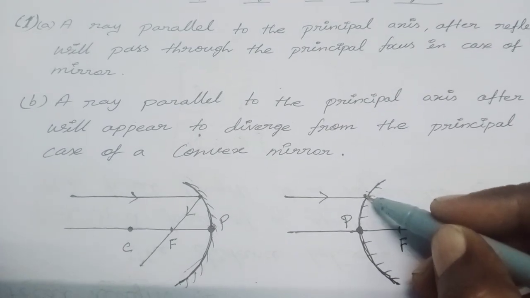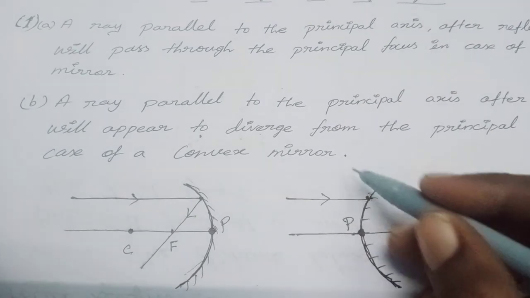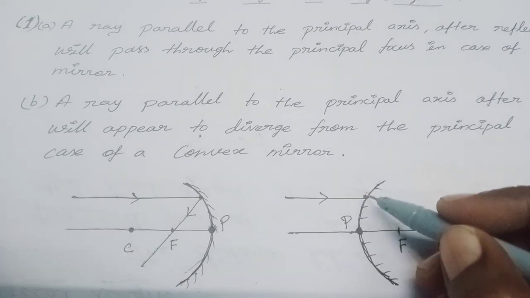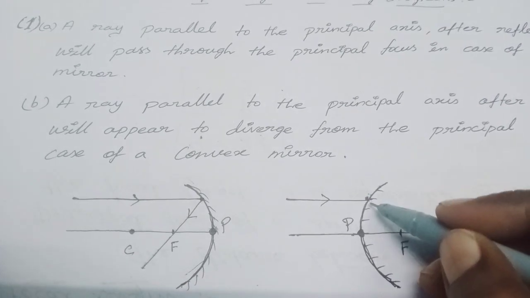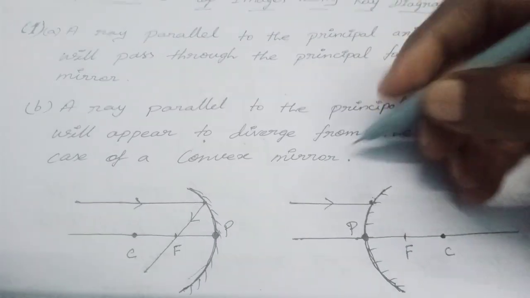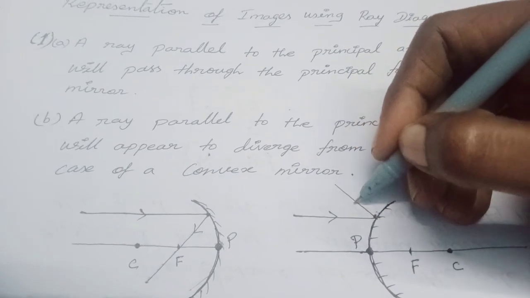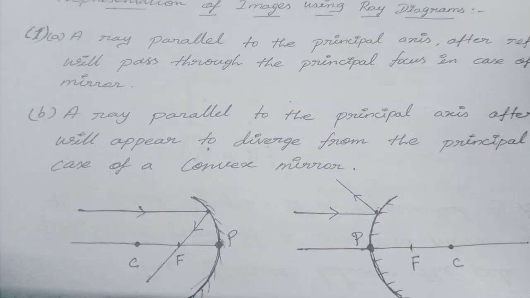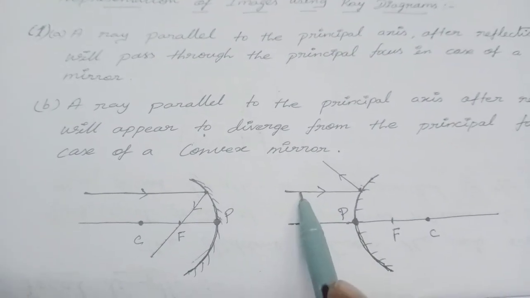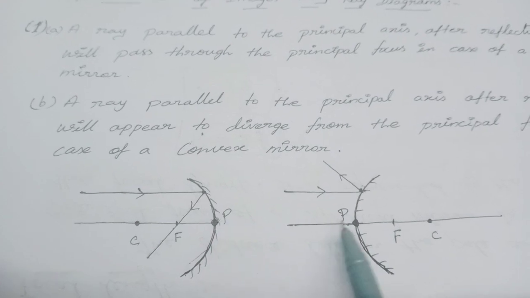Whereas in case of convex mirror, the rays will diverge, right? So it will reflect but it will diverge. It gets diverged like this. So it is reflected like this. This is the reflected ray. See, the rule is the same for concave and convex mirror.